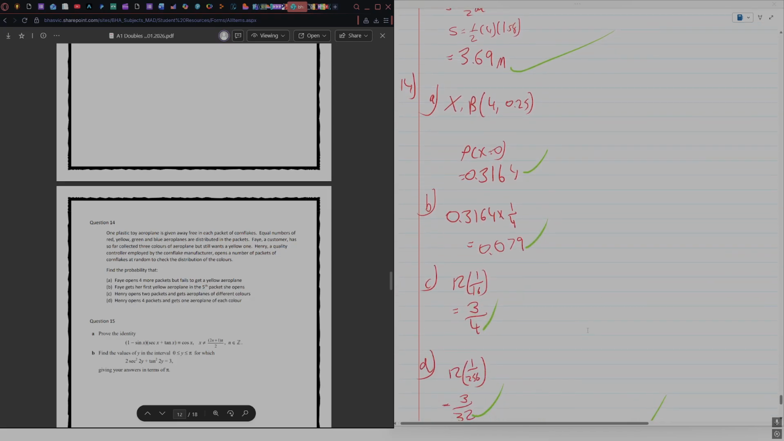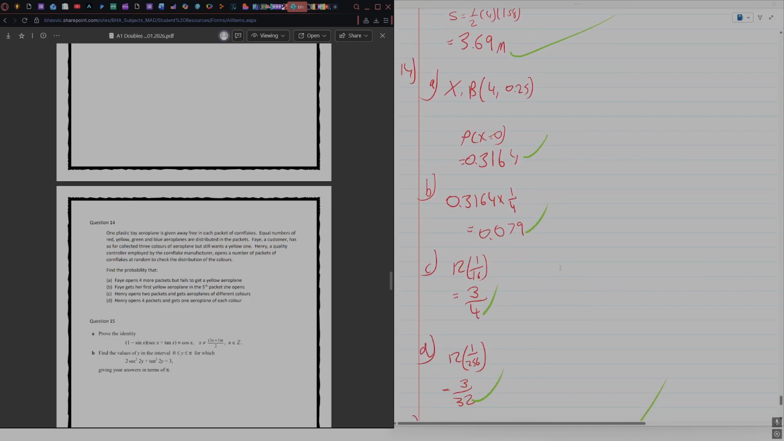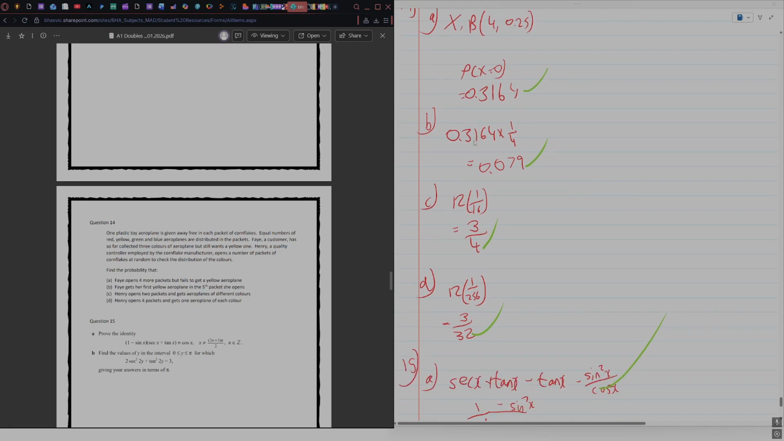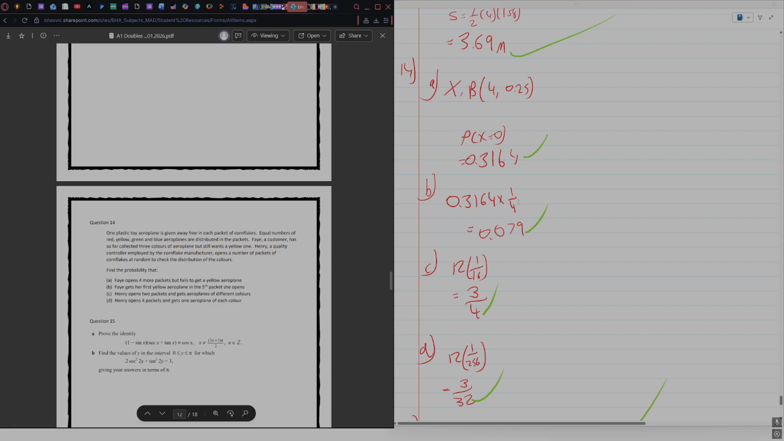Alright, now we can get onto this. This was supposed to just be tree diagrams, but for this first one, I just thought of a binomial distribution, which makes it a decent bit easier. Then for this one, it says in the 5th packet she opens, she gets a yellow aeroplane. Well, that's just the thing we found before multiplied by a quarter, because there's a quarter chance that happens.